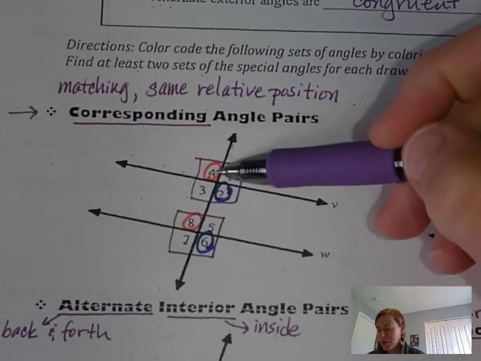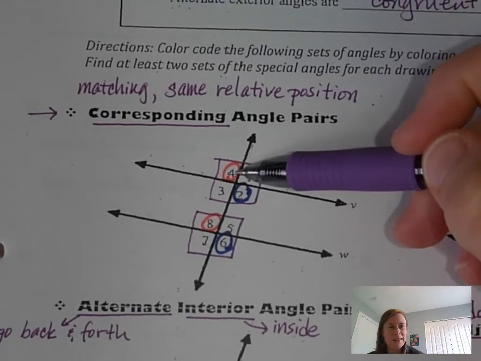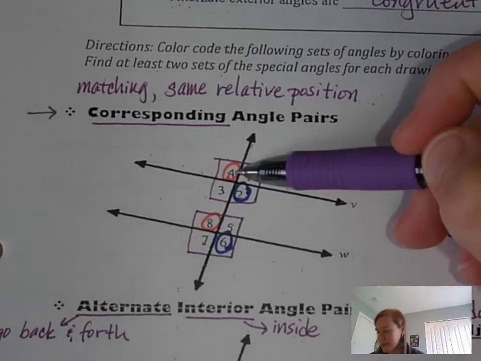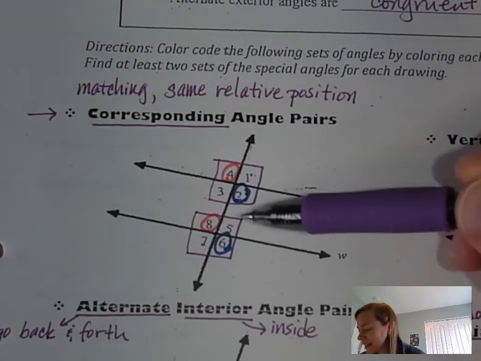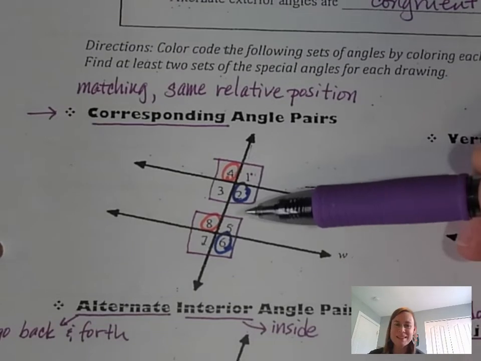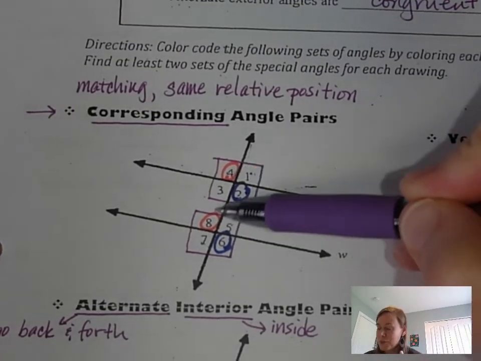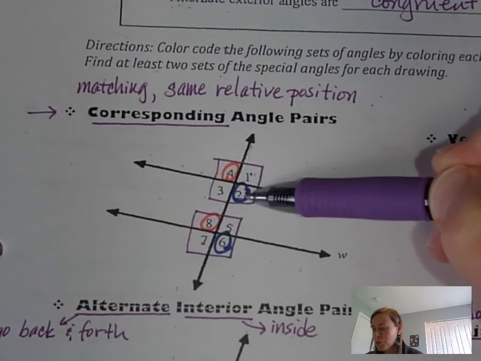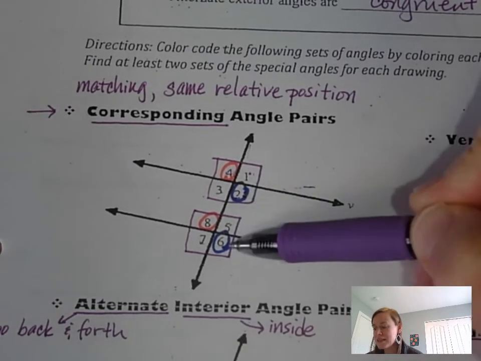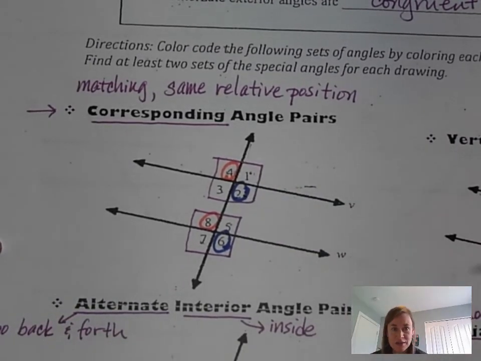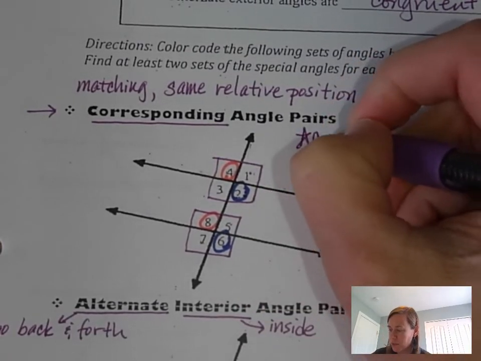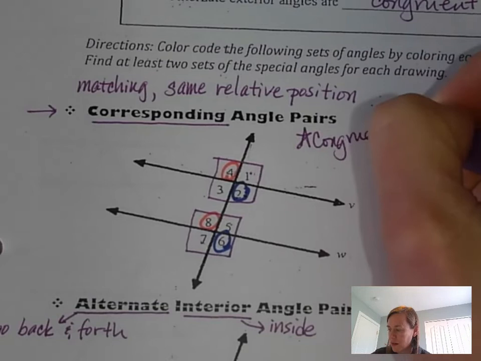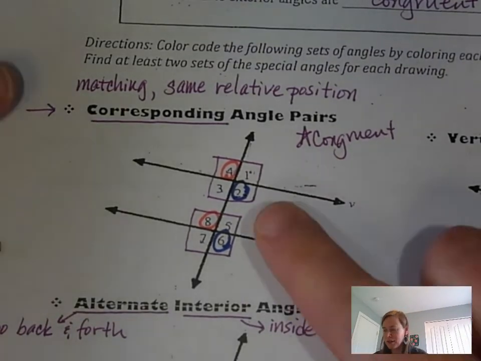So say the measure of angle 4 was 75 degrees. That would mean that 8 is also 75 degrees. It doesn't really look like 75 degrees, so it's probably a different angle. But if it was, they would be the same. And if 2 was measuring 100 degrees, then 6 would also measure 100 degrees. Okay, so these guys are going to be, I'm going to just start and put congruent here. Okie dokie, let's go to the next one.